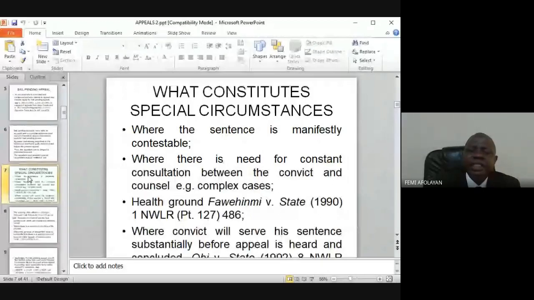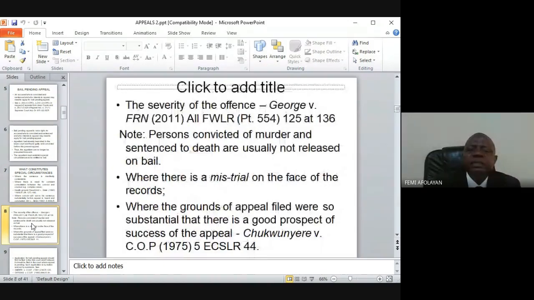there is a serious health ground that the corrective centers cannot adequately cope with, like in Afolayan against the state. Then where the convict will serve his sentence substantially before the appeal is heard and concluded. On this, you can see the case of Obi against the state. Then the court will also look at the severity of the offense, whether it is a serious one or a simple one. On this, you can see the case of Bode George against the Federal Republic of Nigeria.